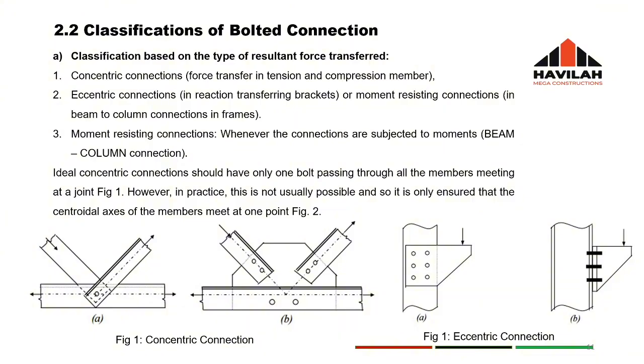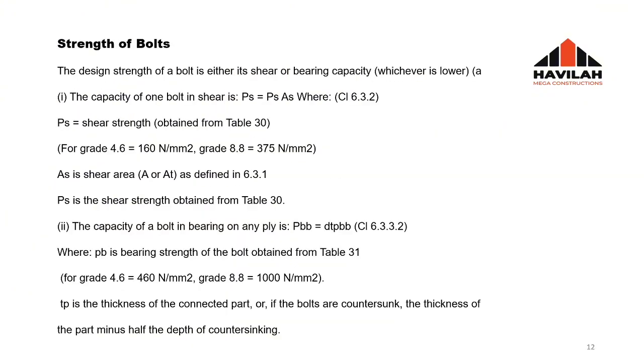However, in practice, it is not actually possible. That's why we have figure 1b, showing the two members joined together by a single plate under another truss member. However, in practice, it is not usually possible, so it is only ensured that the central axis of the members meet at one point. All right, so that's that.